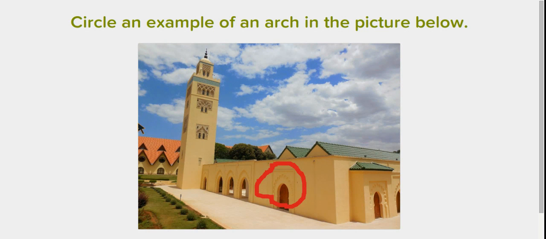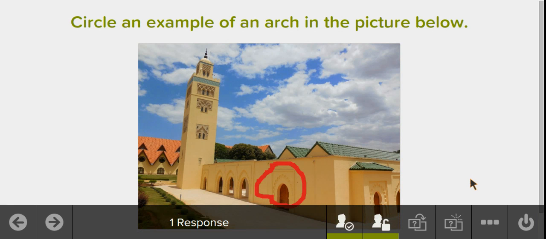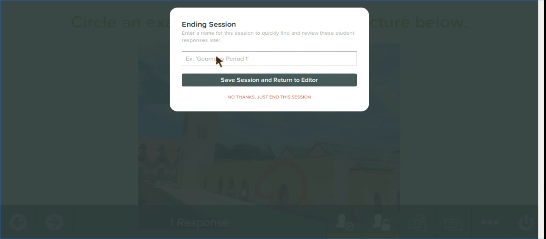A couple of other things to note when doing your first presentation. On the bottom, there are some options here for switching views from the student view to the projector view to the answer view. And also, this button ends the session. When you end the session, it asks you to give the session a title and then save the session. That session will then be saved in your Google Drive folder automatically. You can open it up at any time.